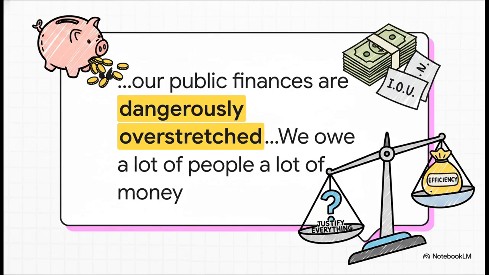Our public finances are dangerously overstretched. We owe a lot of people a lot of money. That really hits home, doesn't it? It highlights the heavy, very real burden of public debt that policymakers are constantly wrestling with. And when a government hits a wall like that, they have to pivot. That's exactly why that same budget pushed the idea of zero-based budgeting, to rigorously force efficiency and make sure every single expense is completely justified.